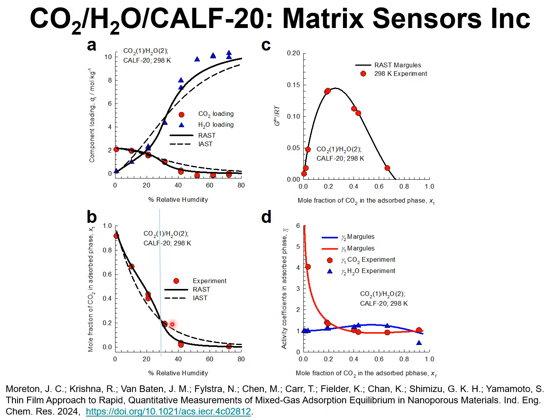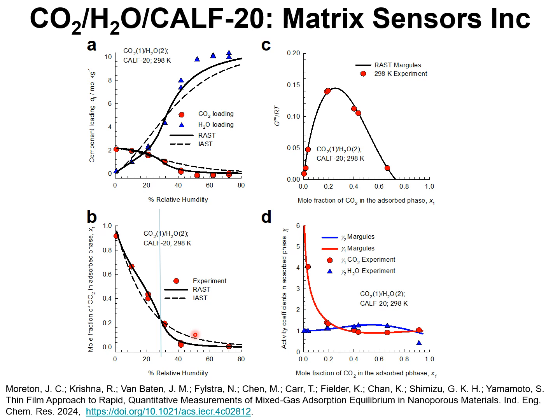For values of percentage relative humidity lower than about 30%, the adsorbed phase is richer in CO2, i.e. poorer in water than anticipated by the IAST. On the other hand, for relative humidities in excess of 30%, the adsorbed phase is significantly poorer in CO2, i.e. richer in water than anticipated by the IAST.